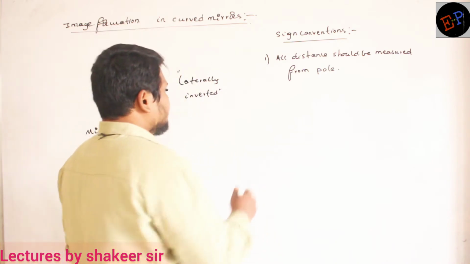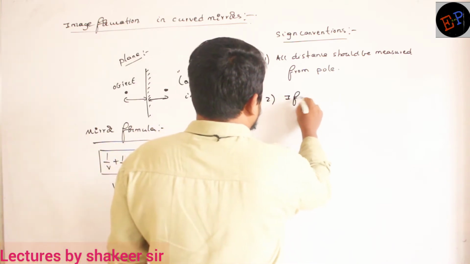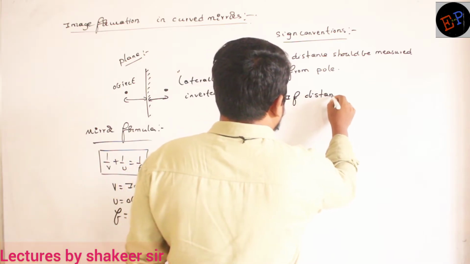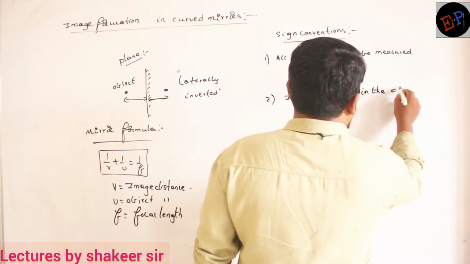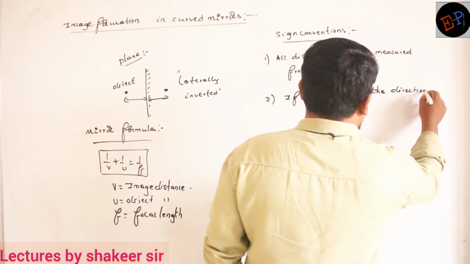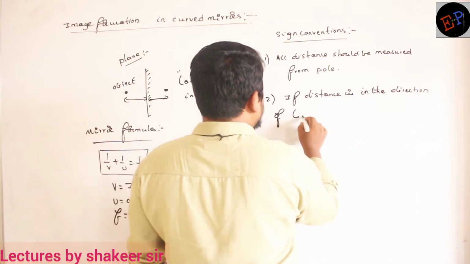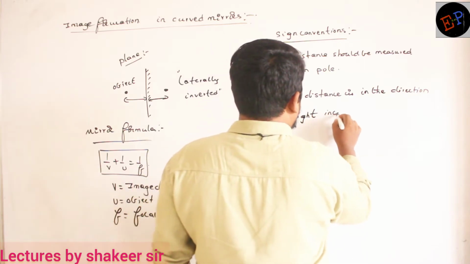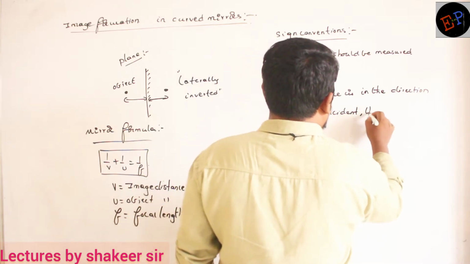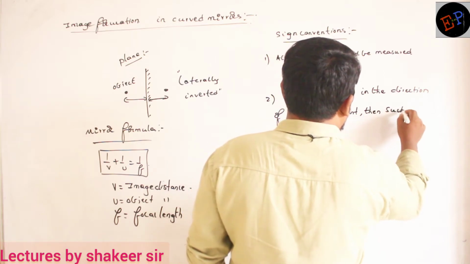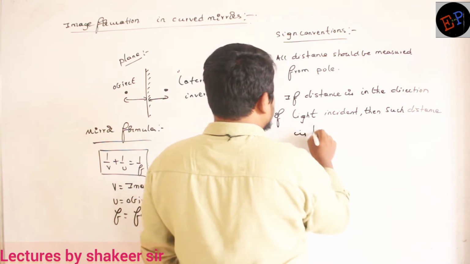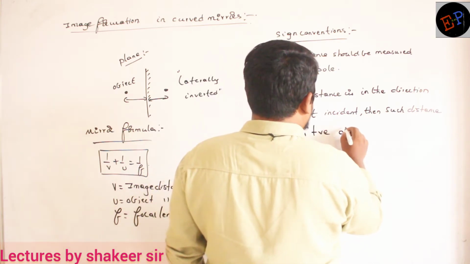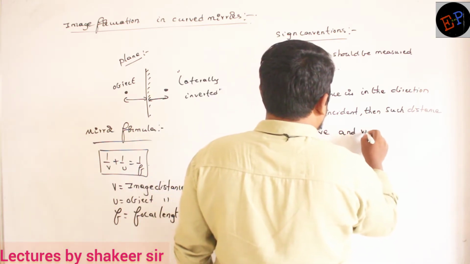Second, if distance is in the direction of light incident, then such distance is positive. And vice versa.